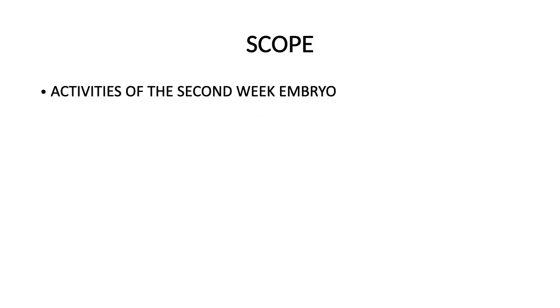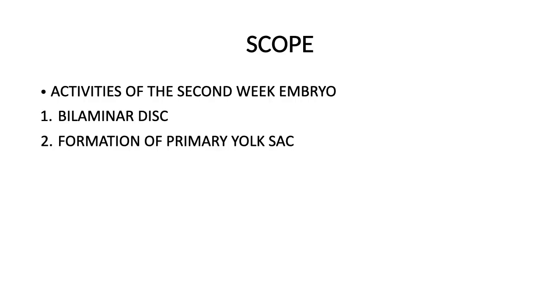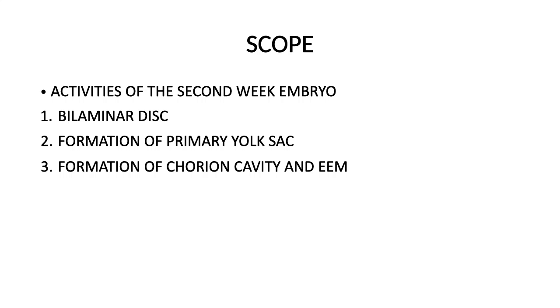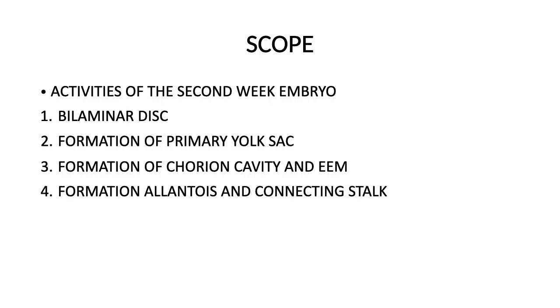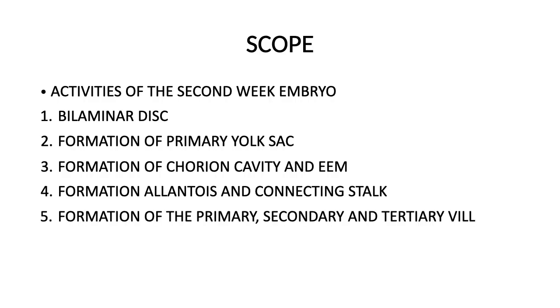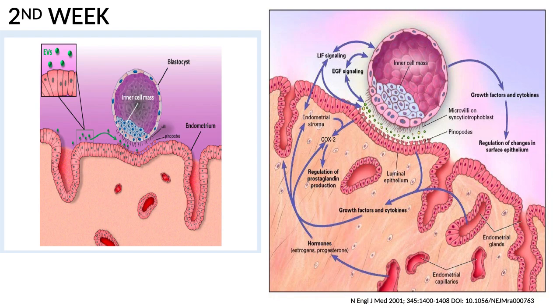So, the scope of today's studies: we're going to see the activities of the second week, which include the formation of the bilaminar disc, the primary yolk sac, the amniotic sac, the chorionic cavity, and the extraembryonic mesoderm, which is very important in the formation of the placenta. Then the formation of the allantois and connecting stalk, and the formation of the primary, secondary, and tertiary villi, part of the fetal part of the placenta.